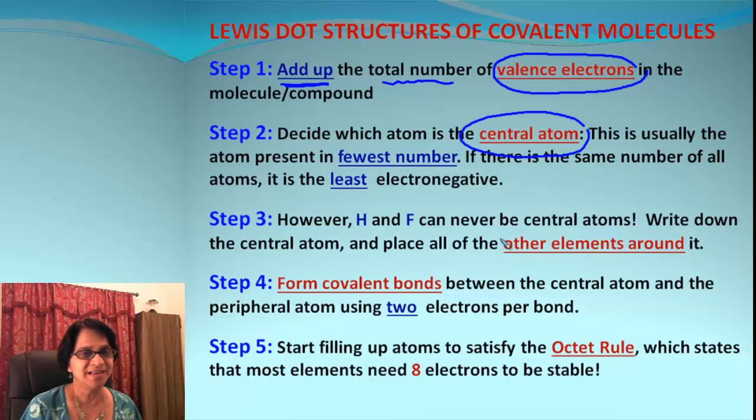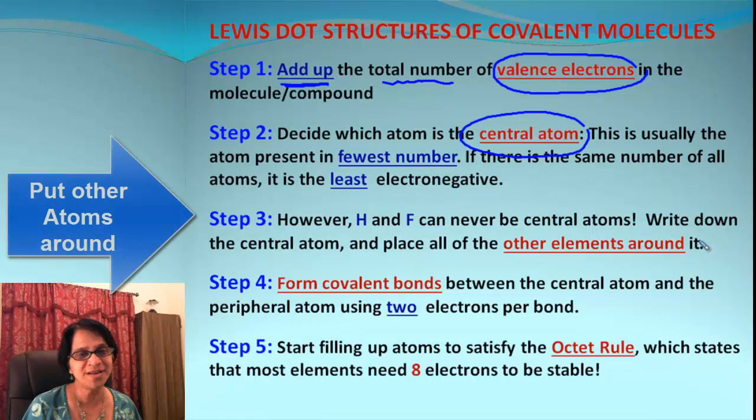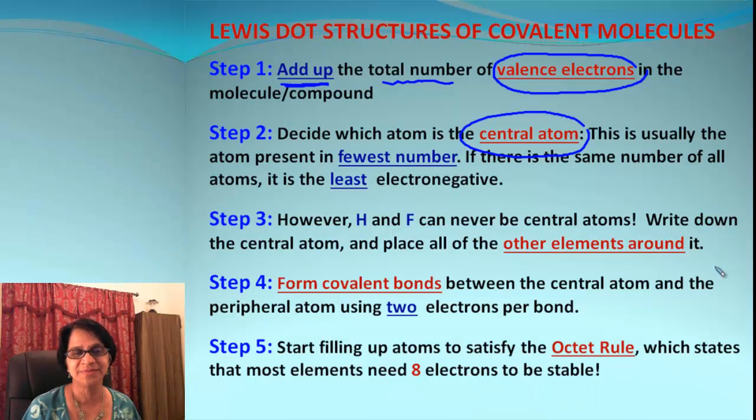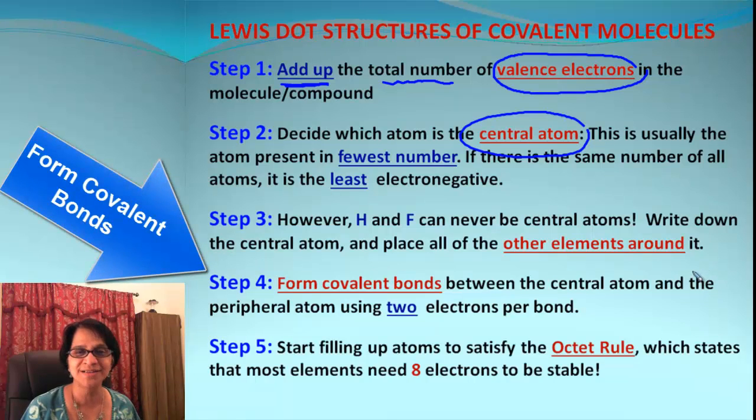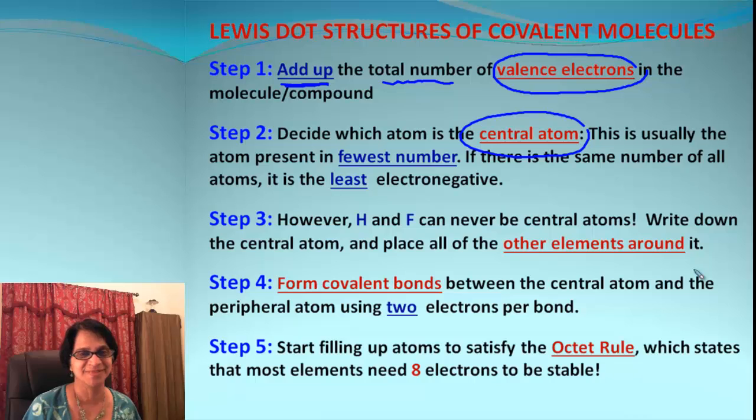Step number 3. Remember always, hydrogen and fluorine can never ever be central atoms, so don't put those as central atoms. And once we have the selection for central atom, we put remaining atoms around that central atom. Step number 4. We form covalent bonds by putting a pair of electrons between the central atom and the surrounding atom. Each bond corresponds to 2 electrons. Just keep that in mind.